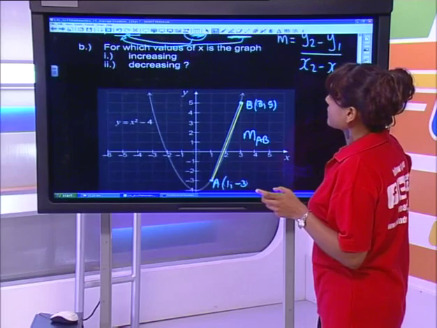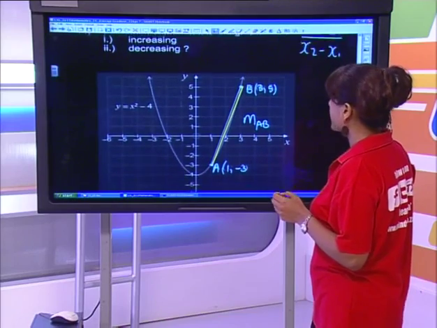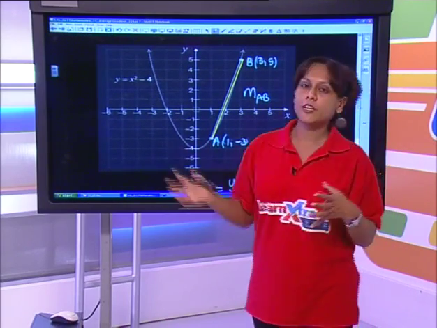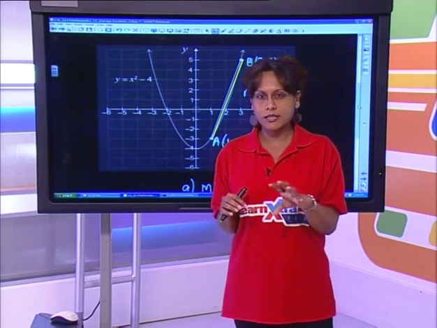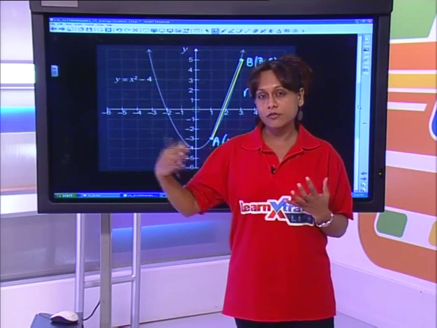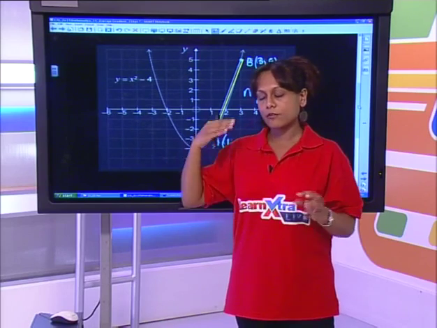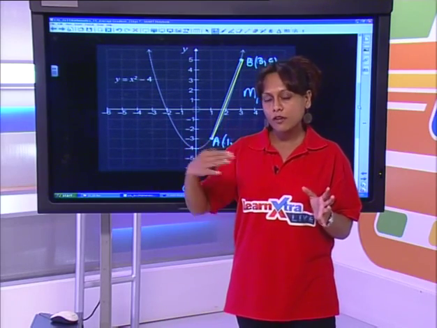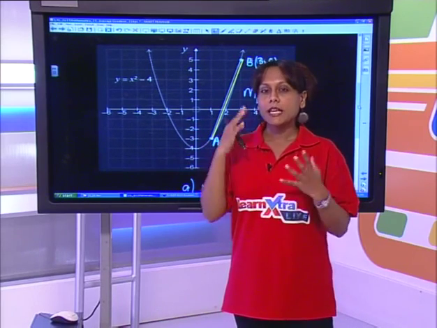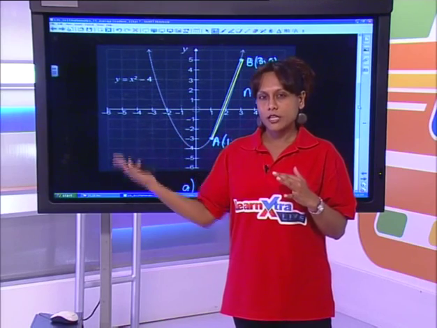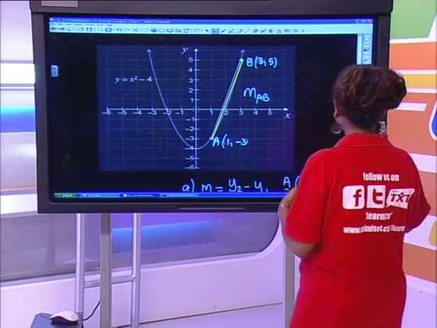And the next part says, for which values of x is the graph increasing? And then the second part, where is it decreasing? Now remember, when is a function increasing? We've done this in the previous lessons. A function is increasing when, as your x values increase, your y values increase at the same time. If, however, as your x values increase, your y values decrease, then you have the opposite thing. You have a decreasing function.